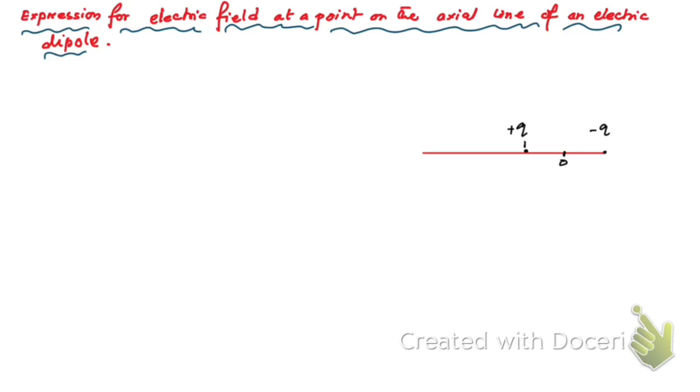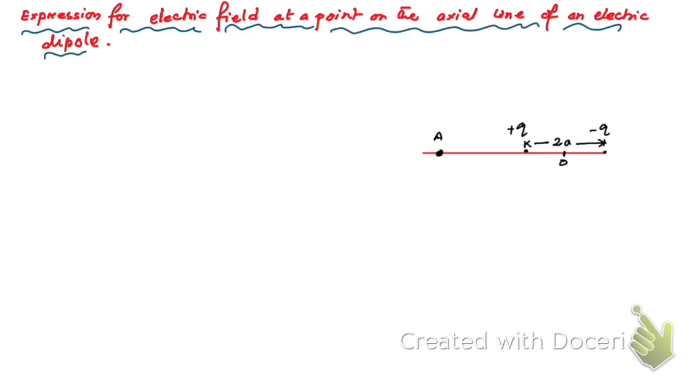So the length of the dipole is, suppose, twice a. Let me take this length as twice a. Now we wish to find the electric field at this point. This point is, suppose, A, right? We are to obtain the electric field at A.